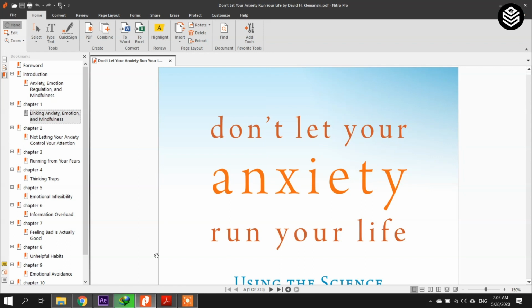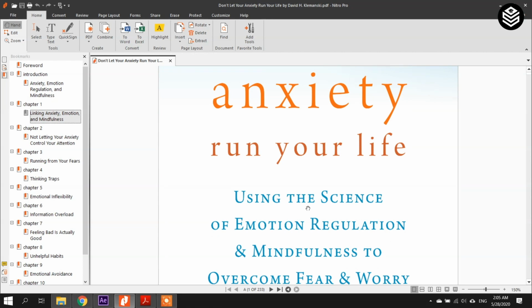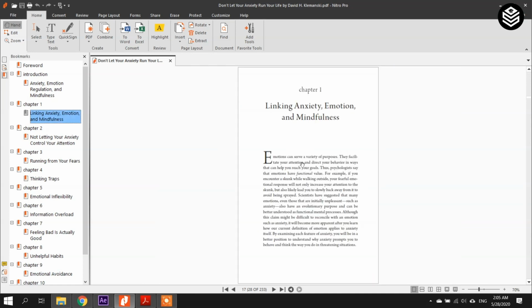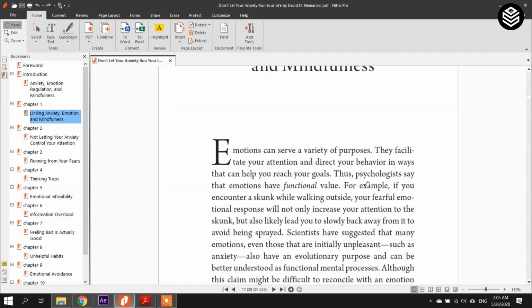We reach the final part. I choose a random book, which could be related to management, leadership, or any sort of personal development. Today I have selected this book. It's about anxiety: Don't Let Your Anxiety Run Your Life. It's about how to practice mindfulness and how to overcome fear and worry. So I will move to chapter 1, and I will read this sentence.